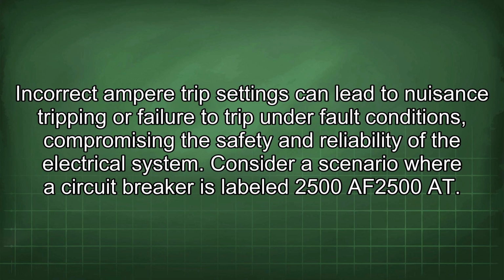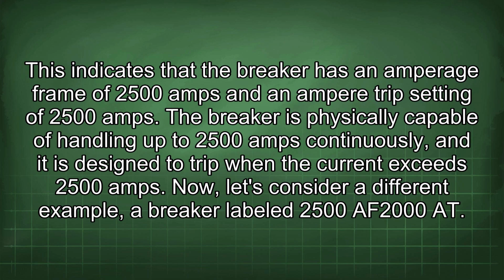Consider a scenario where a circuit breaker is labeled 2500 AF 2500 AT. This indicates that the breaker has an amperage frame of 2500 amps and an Ampere Trip setting of 2500 amps. The breaker is physically capable of handling up to 2500 amps continuously, and it is designed to trip when the current exceeds 2500 amps. Now, let's consider a different example, a breaker labeled 2500 AF 2000 AT.